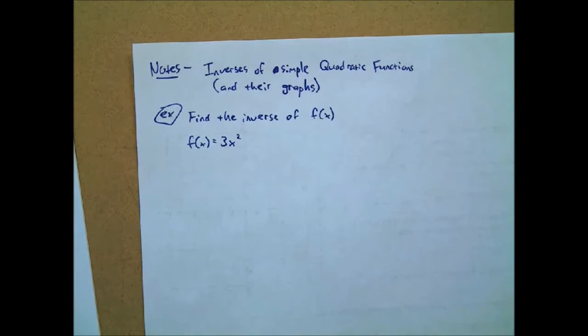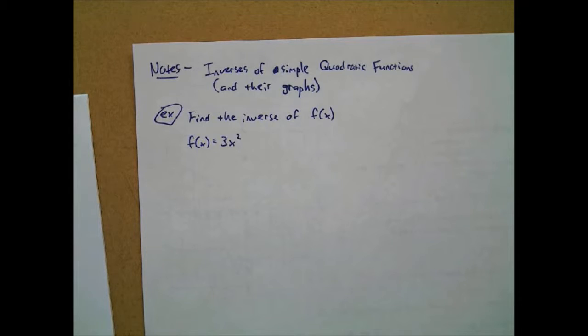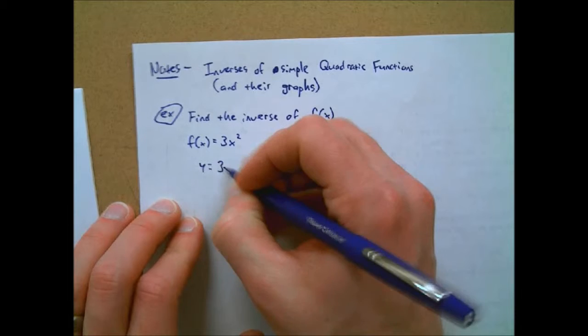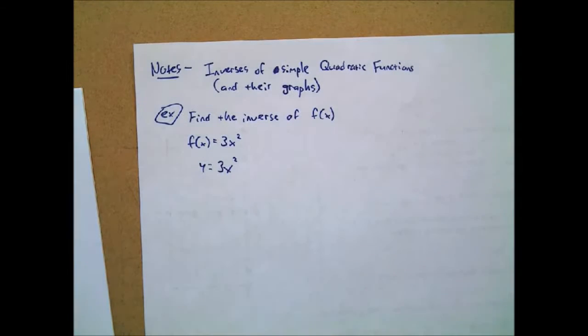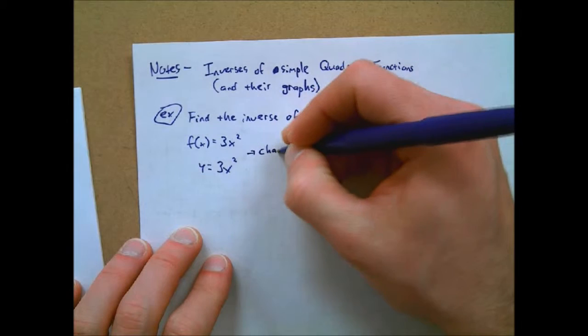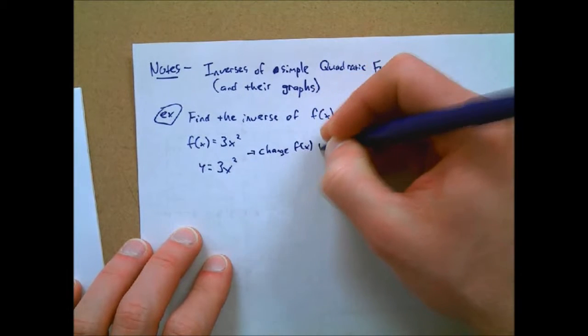Now, I remember from Unit 1, we were a little rusty about finding inverses. It's been a while since we've done it, so we might be a little rusty still. But the way we do it is still the same as what we just did in the warm-up. So the first thing we're going to do is change f of x to y equals 3x squared, because f of x and y are interchangeable. So change f of x to y.